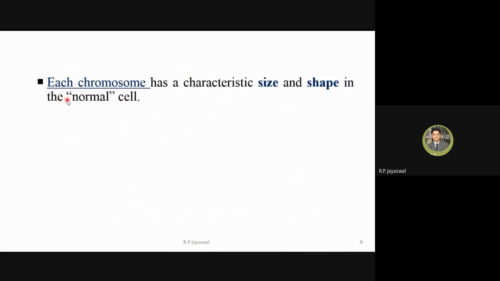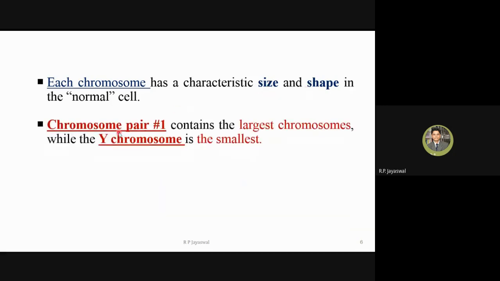Okay. So if you see the normal cell, and each chromosome in the normal cell, each chromosome has a unique size and unique shape. Shape depends on the centromere location, and size is the length we are talking about. So the chromosome pair 1 contains the largest chromosome, while the Y chromosome is the smallest.